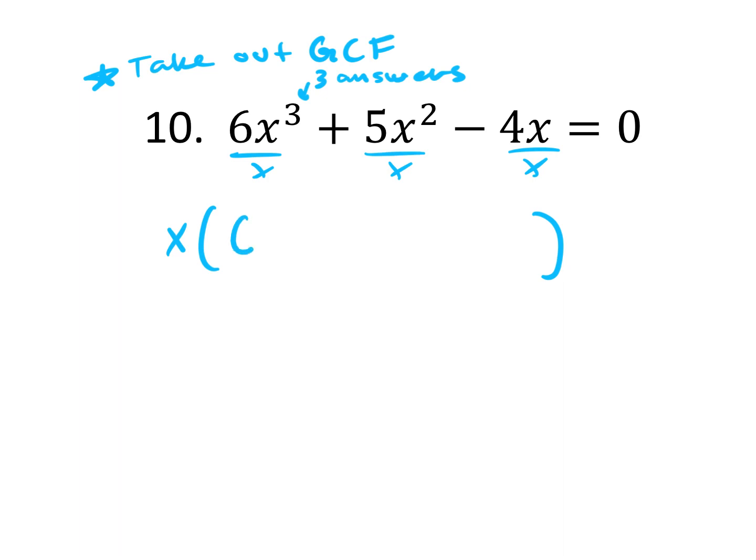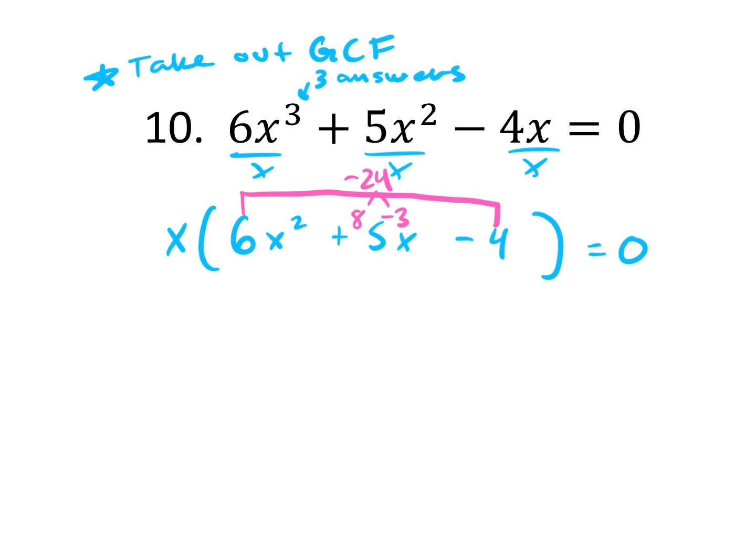When we take out an x, we're left with 6x squared plus 5x minus 4. What would we do next? Multiply the first times the last, we get negative 24. What are two factors of negative 24 that add to 5? 8 and negative 3, perfect. So here we have x plus 8 and x minus 3.